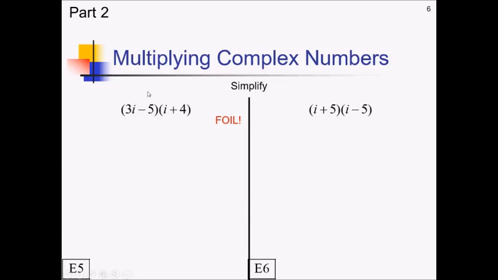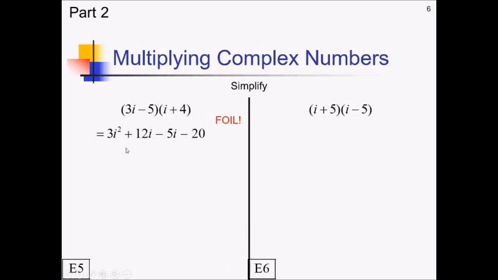So we have 3i times i. That gives us 3i squared. 3i times 4 is going to be plus 12i. And then negative 5 times i is negative 5i. Finally, negative 5 times 4 gives us minus 20.